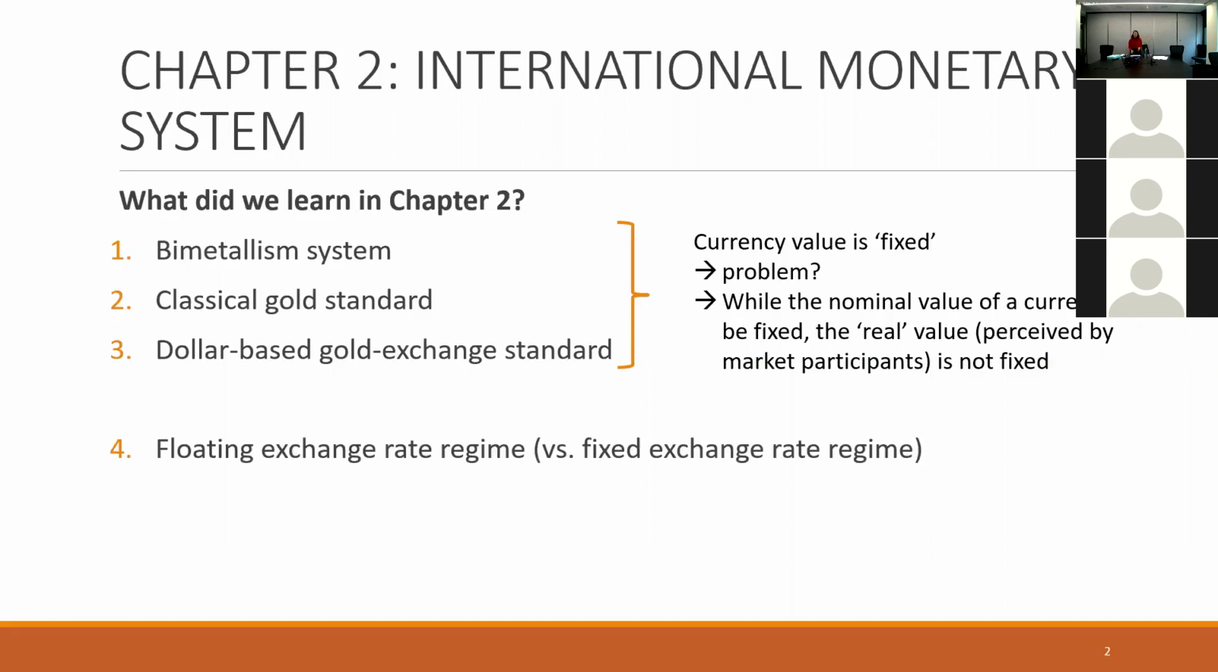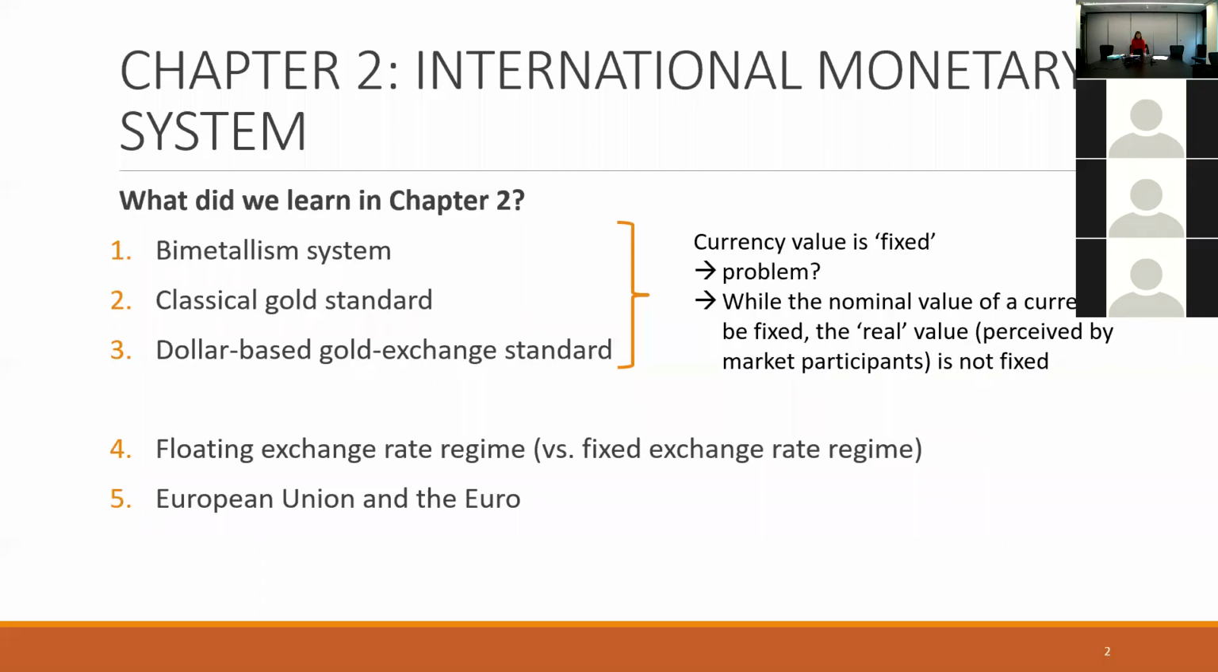So realizing that fixing a currency is not as easy as they thought, people started to float their currency instead, right? So when they float their currency, that means they allow market demand and supply to determine the value of the currency. Okay. So in Australia, for example, we have a floating exchange rate regime. So the Australian dollar would fluctuate with supply and demand. Okay.